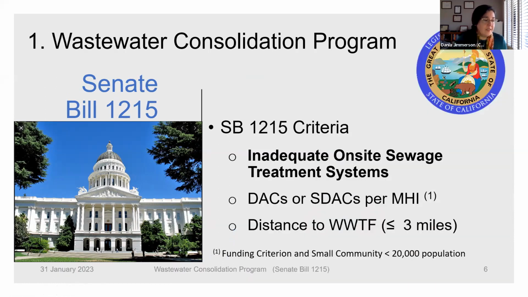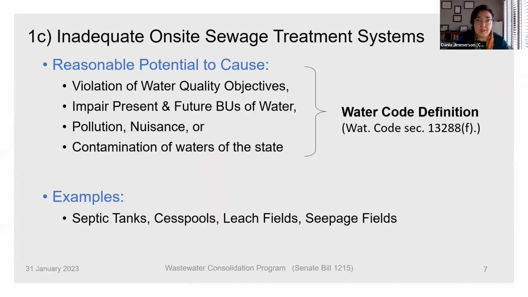So in terms of determining which communities qualify as a wastewater consolidation project, the legislature within Senate Bill 1215 specified 3 main criteria. And this is very similar to the criteria that DFA has for funding as well. So the first one is the community has to have or depend 100% on an inadequate on-site sewage treatment system.